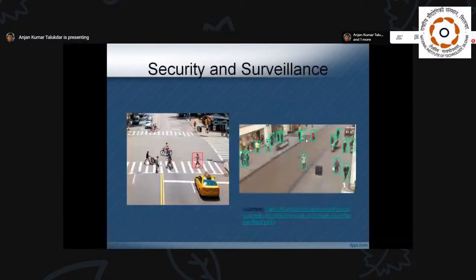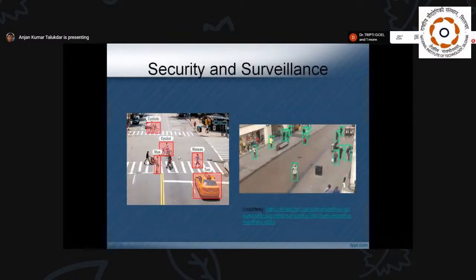And this is also one very important area, security and surveillance. Nowadays this is also being deployed for security and surveillance.